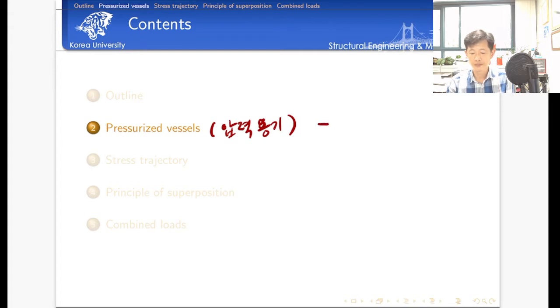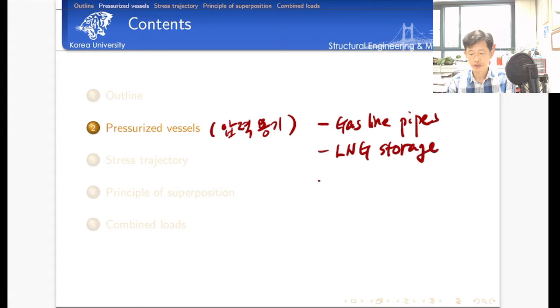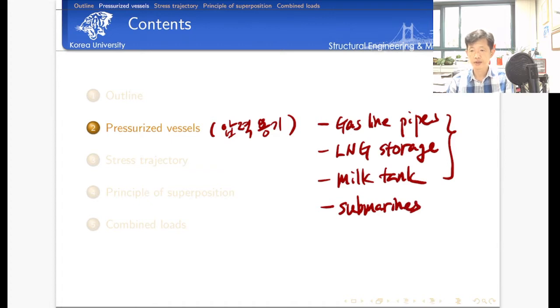For example, gas line pipe, or the liquefied natural gas storage, or milk tank, for example. Yeah, there are many examples. And also in these cases, the pressure inside is greater than the pressure outside. But also let's talk about submarines. In the case of submarines, the pressure outside is greater than the pressure inside, isn't it?